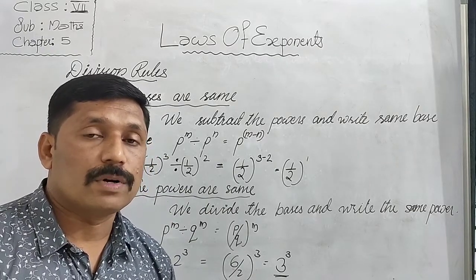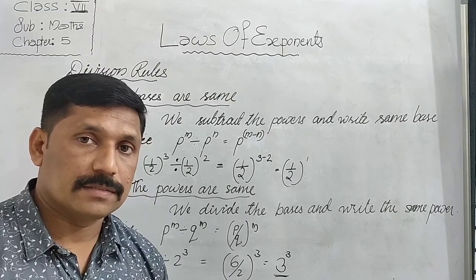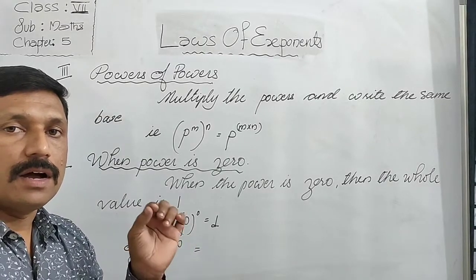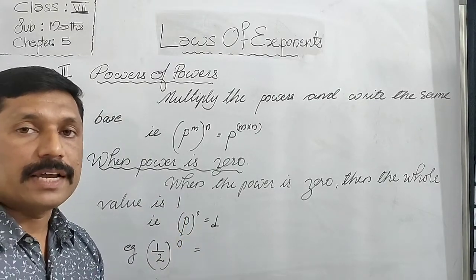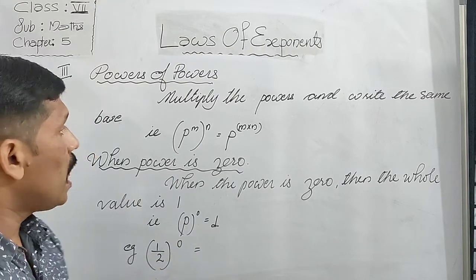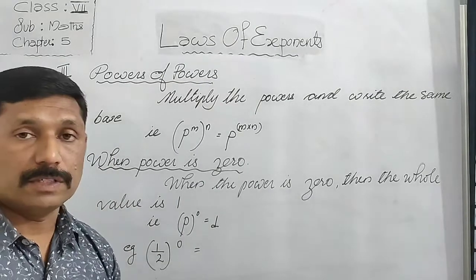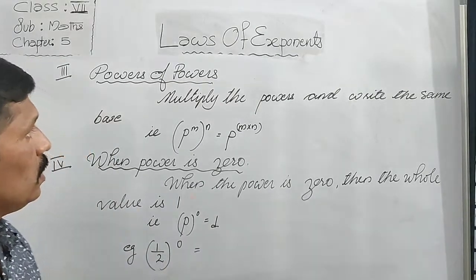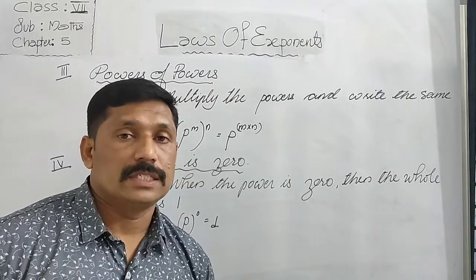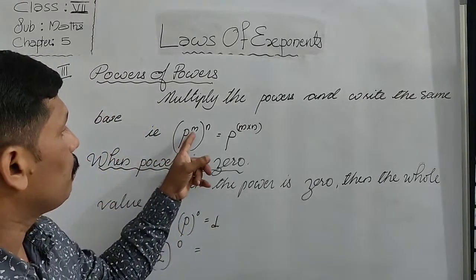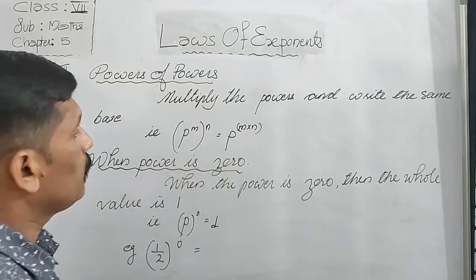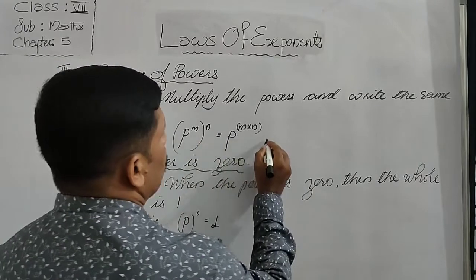Now there are two other important laws that we are going to discuss. Students, next two rules. Now we have studied multiplication rules first and second division rules. In both multiplication and division, we have studied two rules each. And next, third, when there are powers of powers, meaning two powers, we multiply the powers and write the same base. Example, (p power m) all power n is equal to p power m into n. Here you can see that there are two powers, and those powers we multiply.